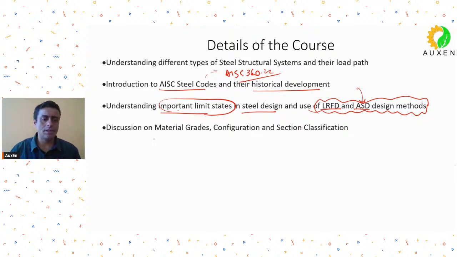Then we will have a discussion on the different material grades, because it often becomes quite confusing, as there is a long list of different ASTM grades given in the codes, so it becomes difficult for us to understand. Then we will have a discussion on the different sections, section sizes, different sections available, and the section classification, very important, because the different limit states are governed by the section classification, or I should say the section classification is done as per the different limit states. So this becomes important for us to understand.